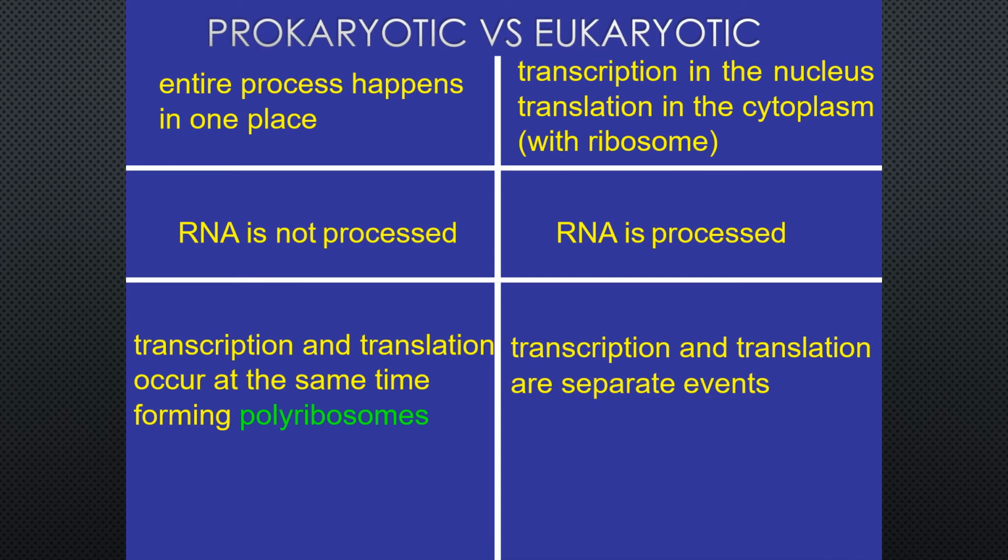Because it's all in one location, it all happens on what we call polyribosomes. So transcription and translation are happening at the same time. In eukaryotes, the transcription and translation are separate events in separate locations.